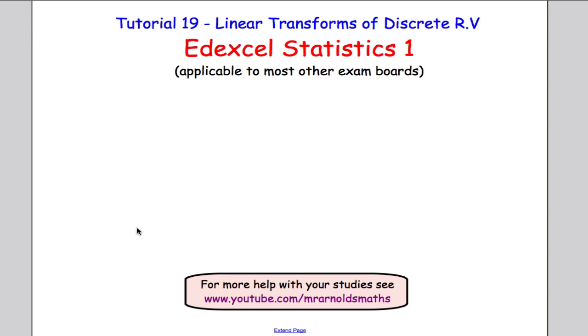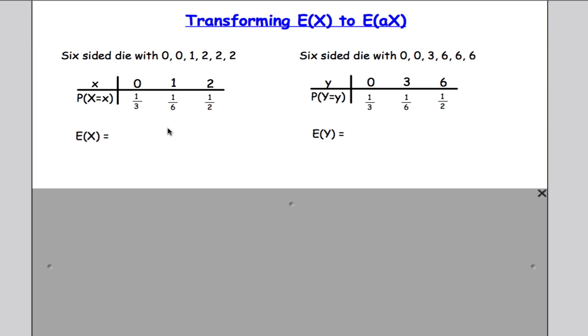Okay, so let's take a look at a couple of probability distributions, and we're going to discuss here transforming the expected value of x to the expected value of ax. So what happens? If I have a six-sided die with 0, 0, 1, 2, 2, and 2 on the faces, this has a probability distribution given below. Suppose I was to work out the expected value of x, it would be 0 times 1/3, 0 times 1/3, plus 1 times 1/6, plus 2 times 1/2. And when we work that out, that's 1/6 plus 1, so 1 and 1/6.